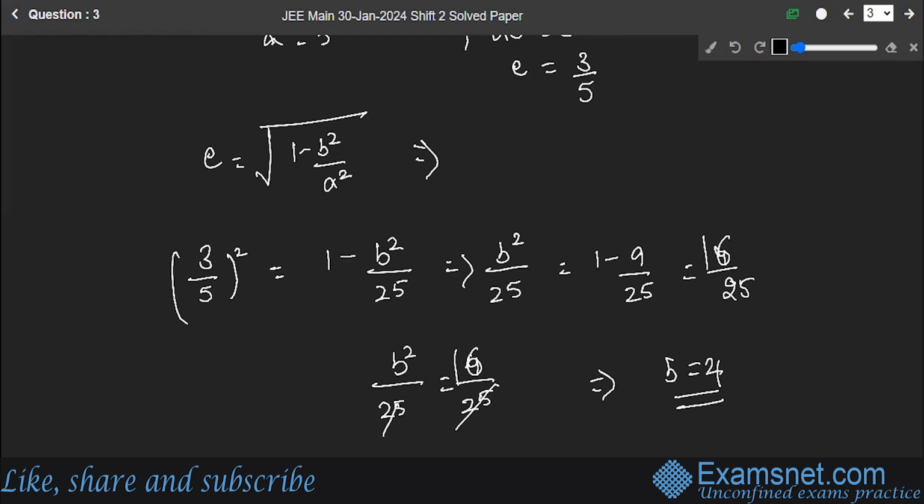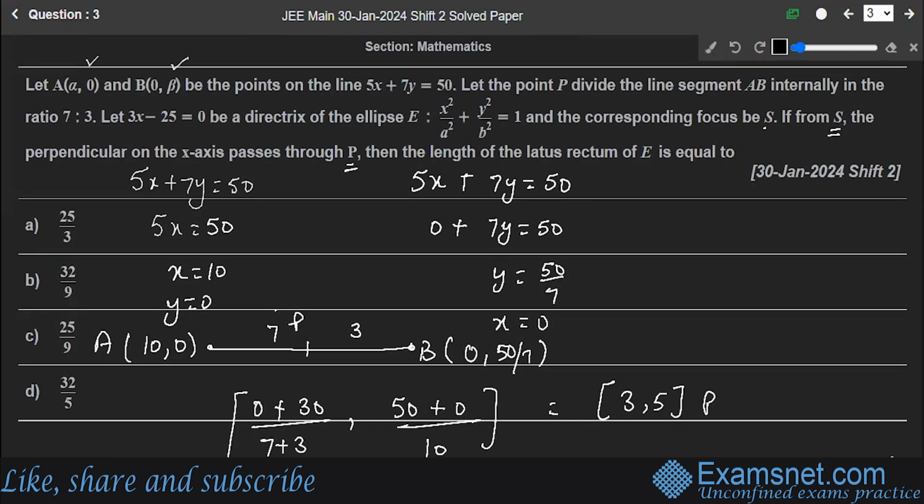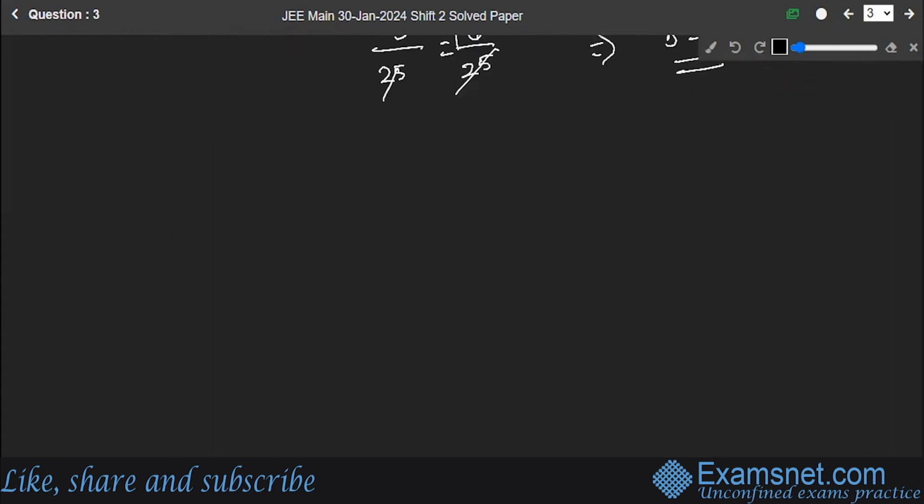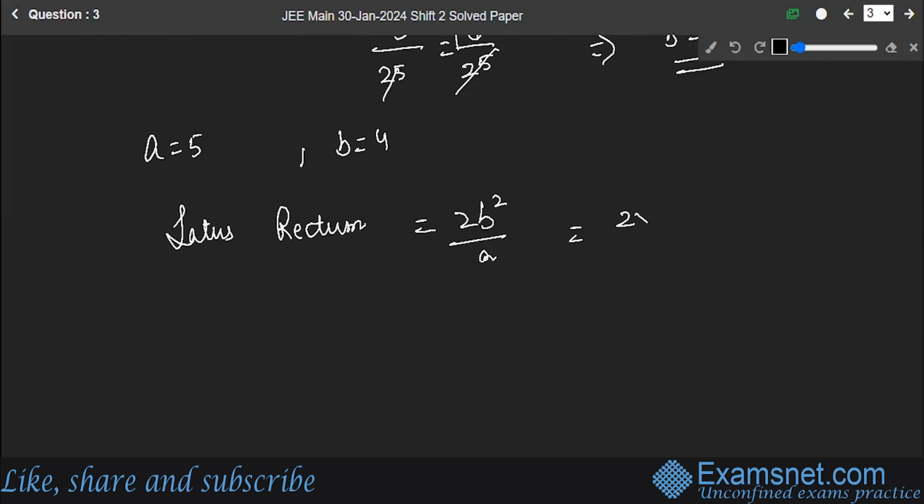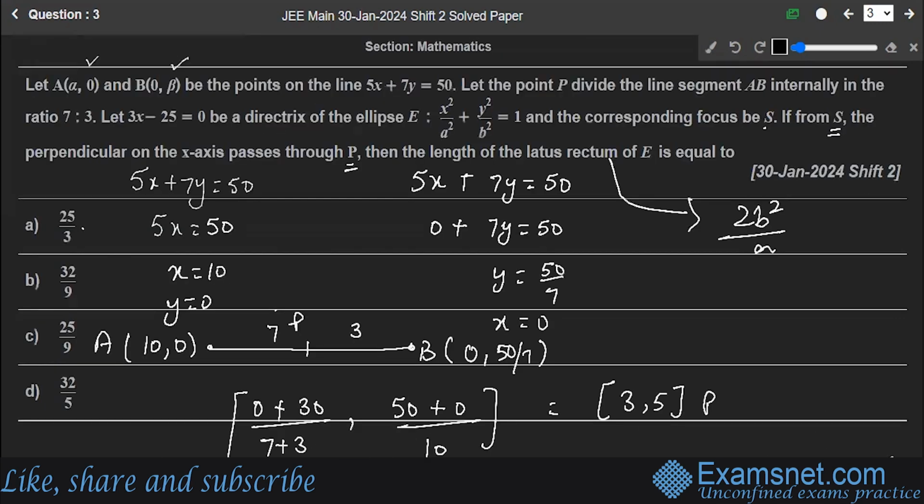Okay, so what do you need to find out? The latus rectum, we already talked about the latus rectum. It's given by 2b square upon a. So I have a as 5, b as 4. I have the latus rectum as this, 2b square upon a. This will give me 32. So this is the answer to the question, 32 by 5. This is option D. Hope you're clear with this.